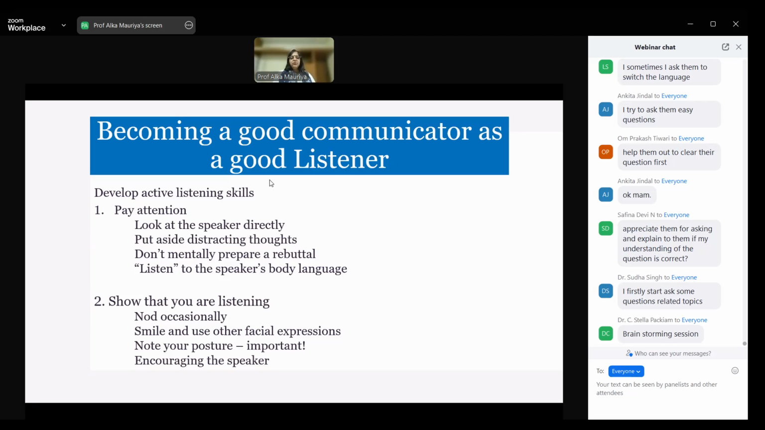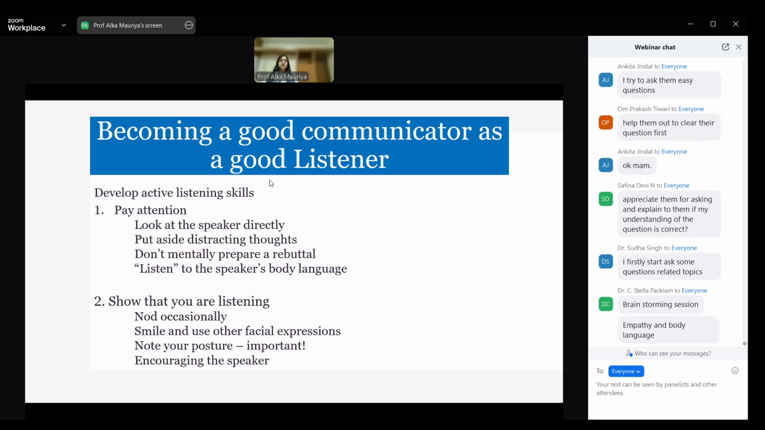When you are on the other side of the table, you're not speaking, you are listening, then a few things you have to keep in mind to ensure that the other person perceives that you are listening to them. So few things: look at the speaker directly, put aside your distracting thoughts, don't mentally prepare a rebuttal, and listen to the speaker's body language also.